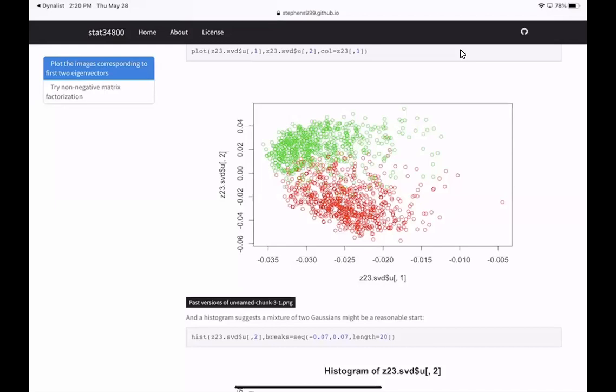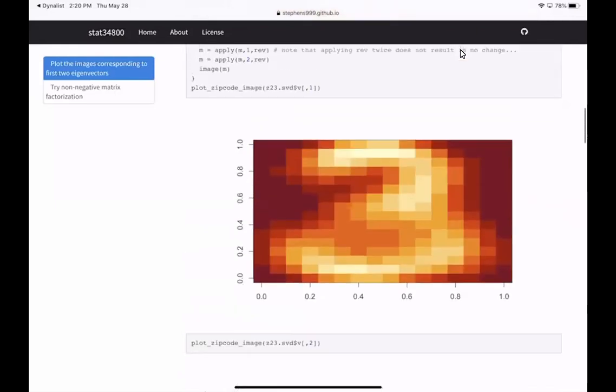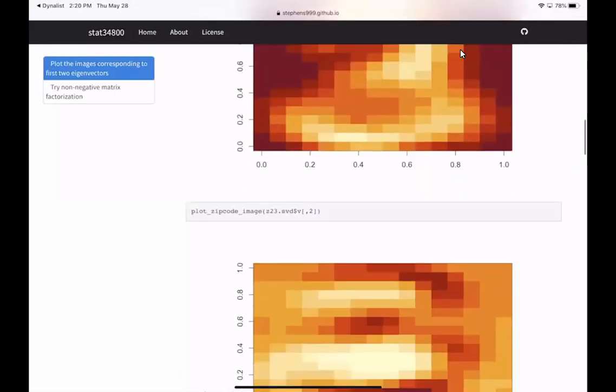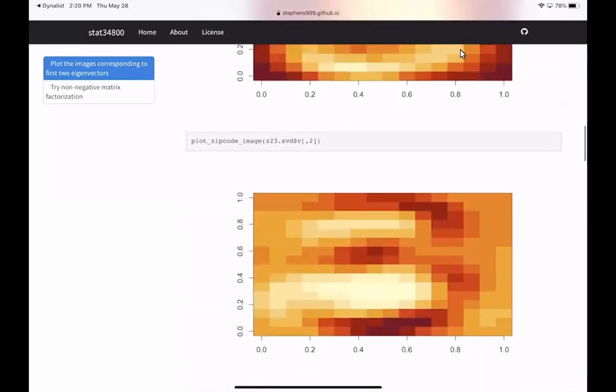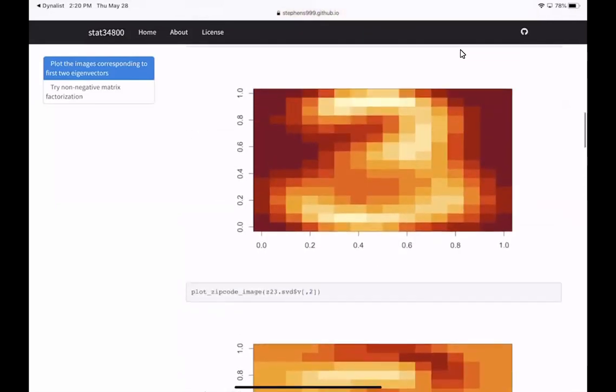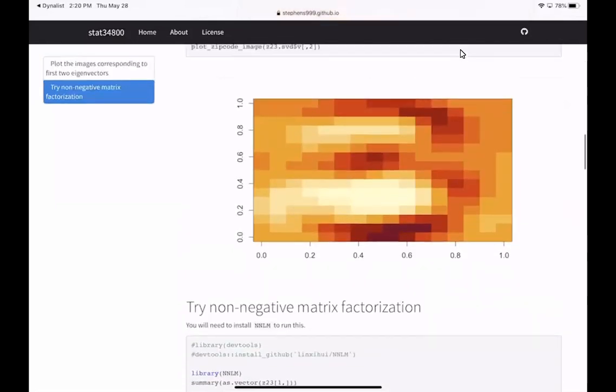decomposition of the data. So if you remember these two eigenvectors we got out of the SVD decomposition of the 2s and the 3s in the zip code data, you'll remember I said that the first eigenvector is kind of an average of all the 2s and 3s, the average of the images, and the second one is kind of a difference, and they're a bit difficult to interpret.